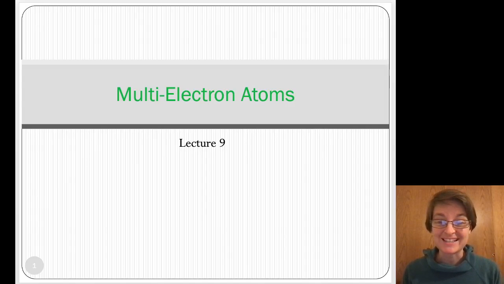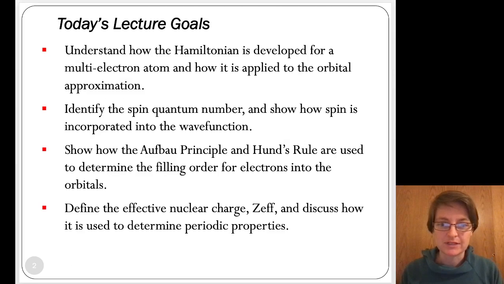Folks, and welcome to today's lecture, where today we're going to be talking about multi-electron atoms. So I have a couple of goals for us today. One of those is for us to take the Hamiltonian, which we developed for a hydrogen atom, and see how it can be applied using a series of approximations to an atom that has more than one electron.